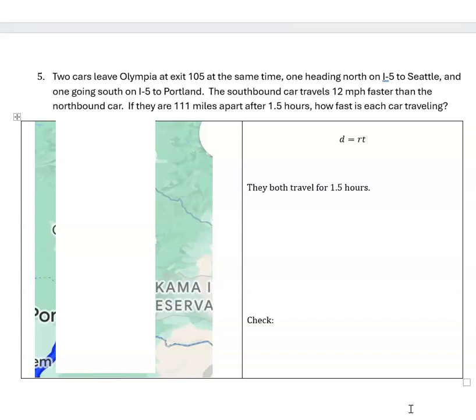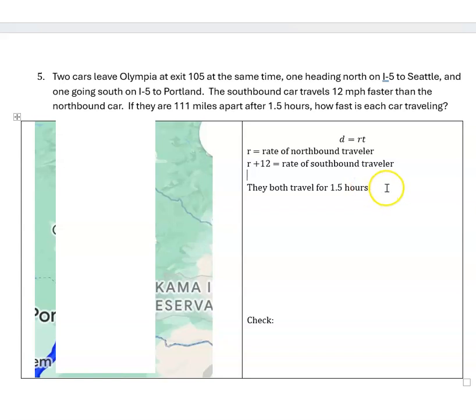Whenever you're talking about a traveling problem, you're talking about D equals RT, or distance equals rate times time. We know that they both travel for 1.5 hours because they leave at the same time and they're going in opposite directions. Let's declare my variables first. R is going to be the rate of the northbound traveler, and the southbound traveler is going 12 miles per hour faster, so R plus 12. Those are my two rates.